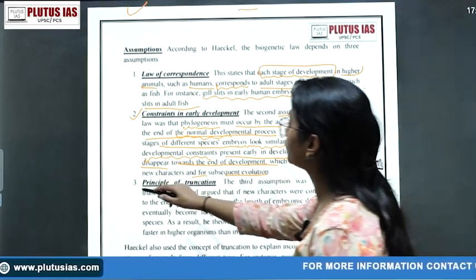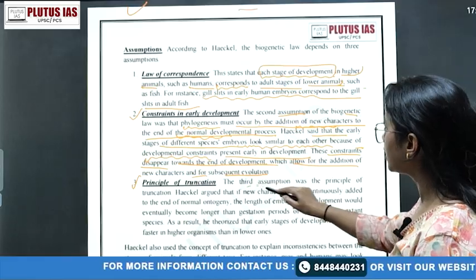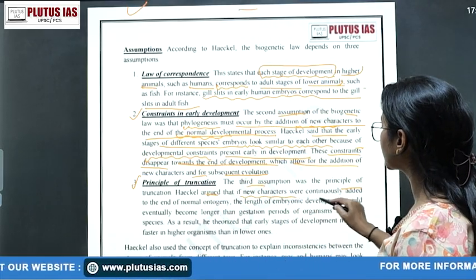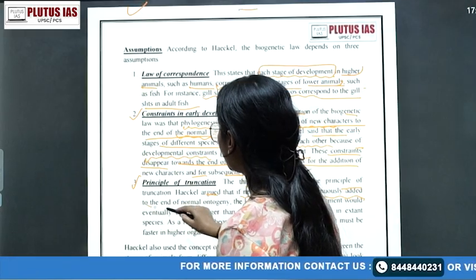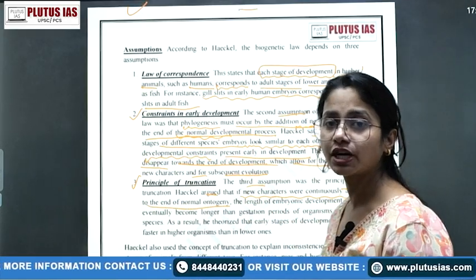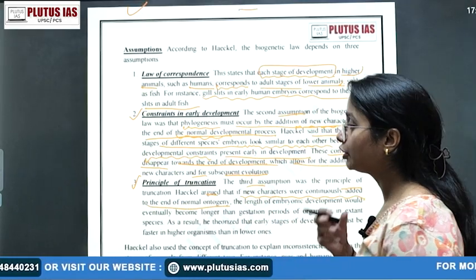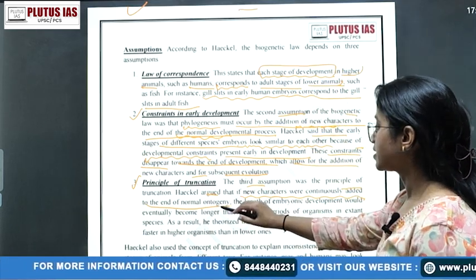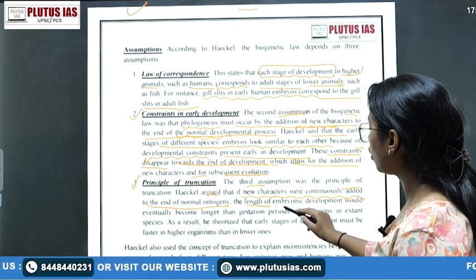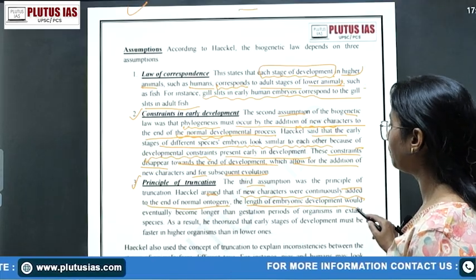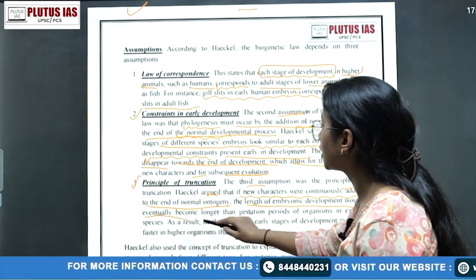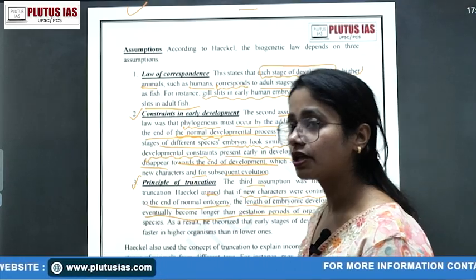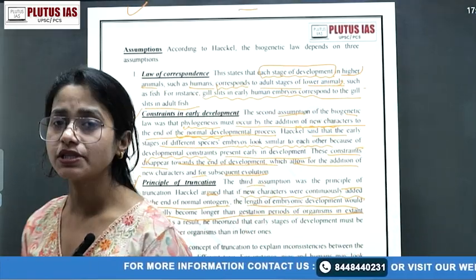Third is the principle of truncation. What does it state? The third assumption was the principle of truncation. Haeckel argued that if new characters were continuously added to the end of the normal ontogeny, that means embryonic development, for example the development of limbs or lungs, whatever you want to understand, then the length of the embryonic development would eventually become longer than the gestation period of the organism in extant species. This is a very well established thing, right?